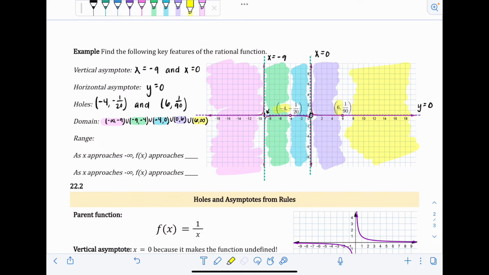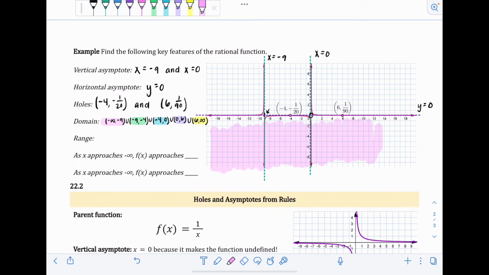Okay, so now for the range. The range gets to be a little bit shorter because we have one less asymptote, but we still have to consider both holes for the range. For the smallest possible values, the asymptote is at y equals 0. It's difficult to see because they're both so close, but we have one hole that's technically below the asymptote. That's the -4, -1/20th, because the y value is negative. And then one hole that's above the asymptote because the y value is positive.